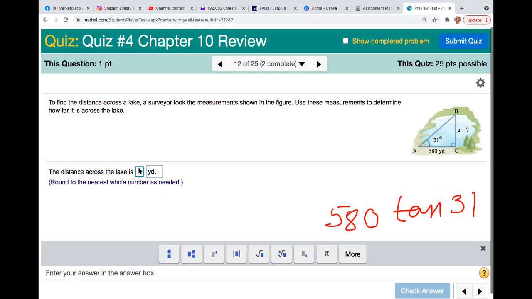Give it a try, guys. Okay, how we doing with number 12? Any questions, any concerns? Nothing? Make sure you use the yards for the units.